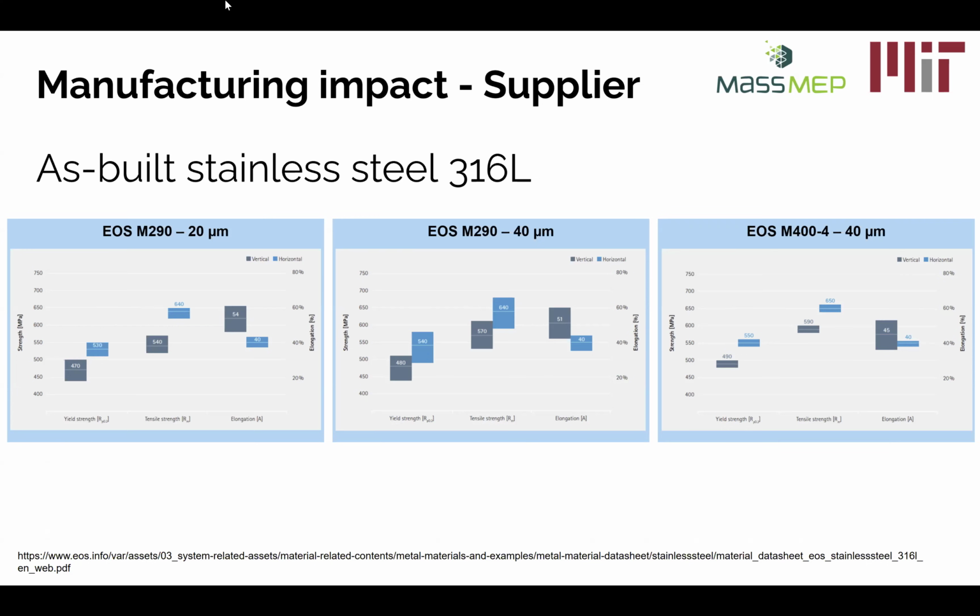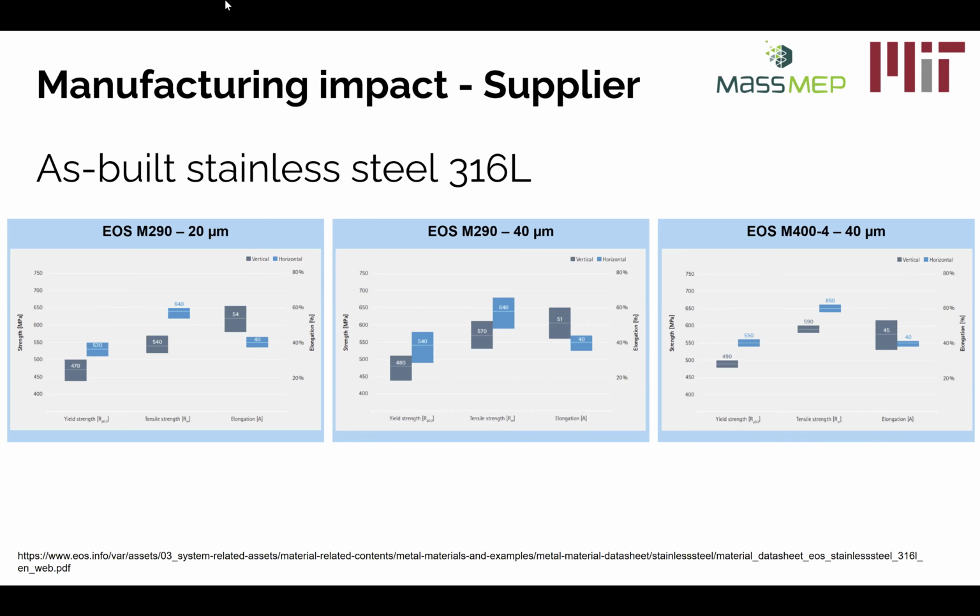So what you see here is that it's a bit small, but you will see that for every property tested, the measurements are in the vertical or horizontal direction, and you can see that they can be greatly different. But then you can also see that if you use EOS M290 or EOS M404, these are two different types of printers that EOS sells, or if you use 20 micron or 40 micron printing parameter sets, the properties greatly change.